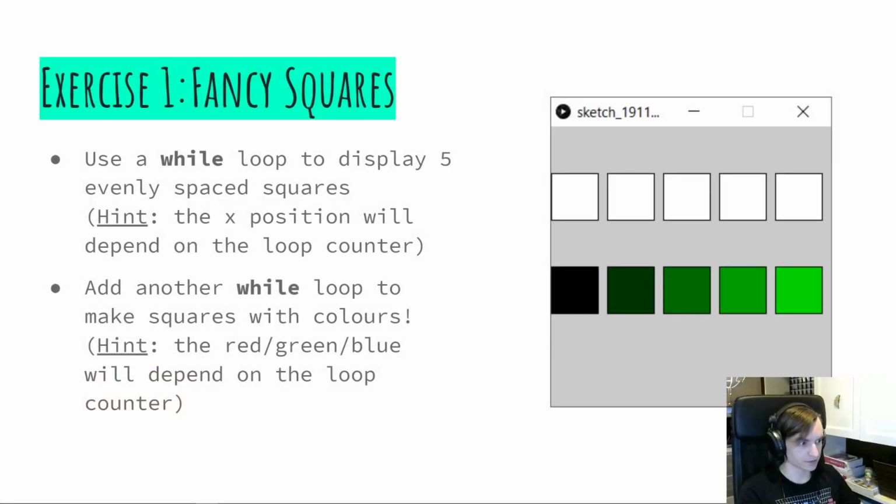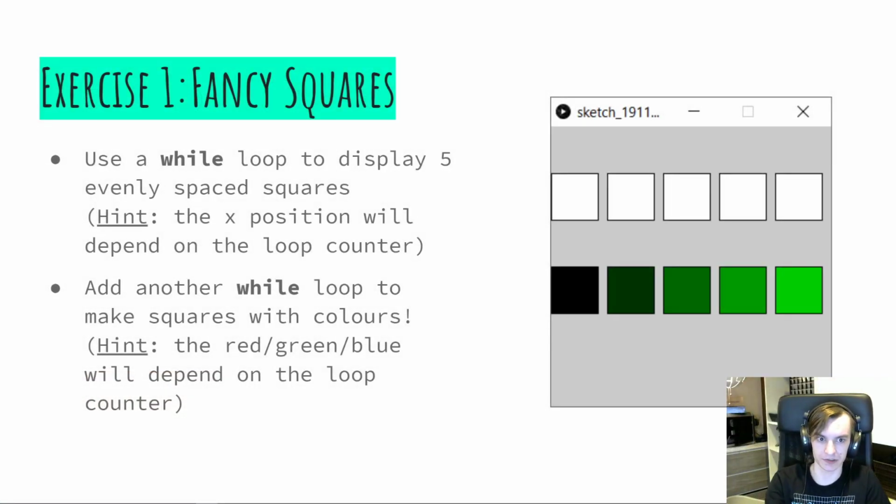Okay, we are now going to transition to our first exercise for you for today. So this is exercise 1. We want you to draw some squares. So we would like you to use a while loop to display 5 evenly spaced squares. So the x position will depend on the loop counter. And then, if you can, add another while loop to make squares with color. So again, the red, green, blue values, or the RGB values, will also depend on the loop counter. You can feel free to get fancier with it, but this is the exercise.